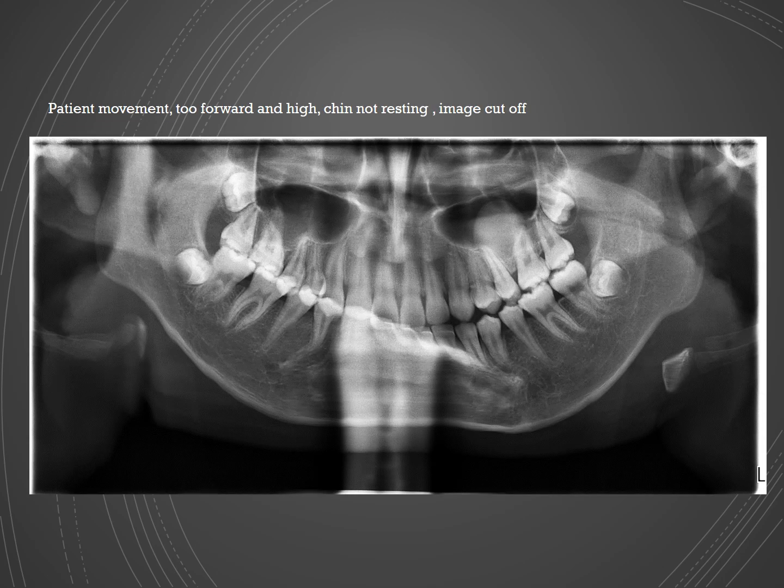This is again a picture of patient movement. Patient was placed too forward and high, and the chin was not resting on the chin support, and it has ended up cutting off the condyles of the patient. And obviously, this image is non-diagnostic and has to be repeated. It has a heavy shadow of the spine and is totally indicative of a non-diagnostic image.